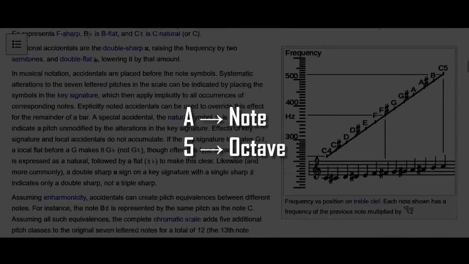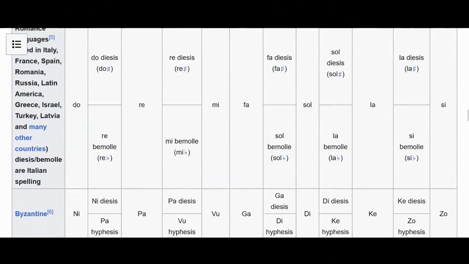A5 stands for the note of A at the 5th octave. Notes and octaves are at the foundation of music theory.